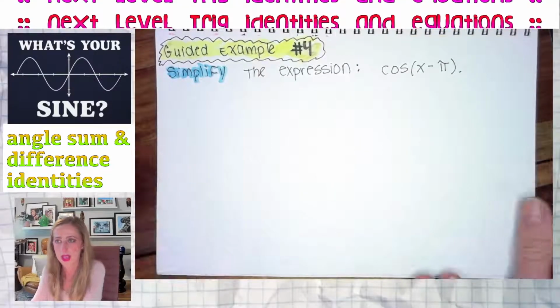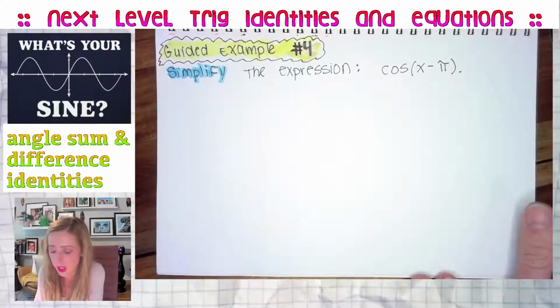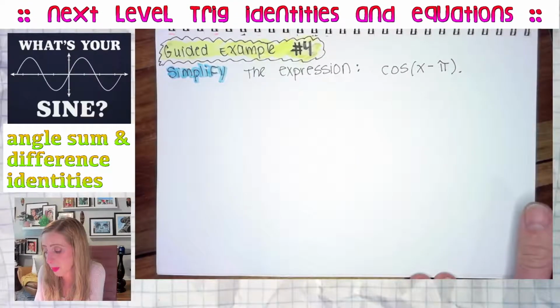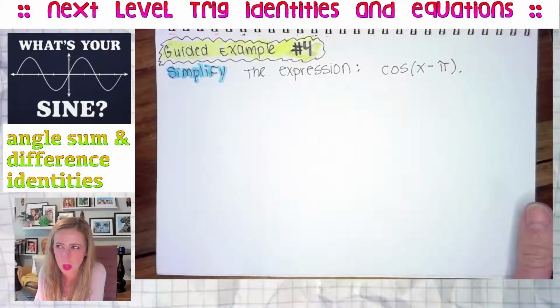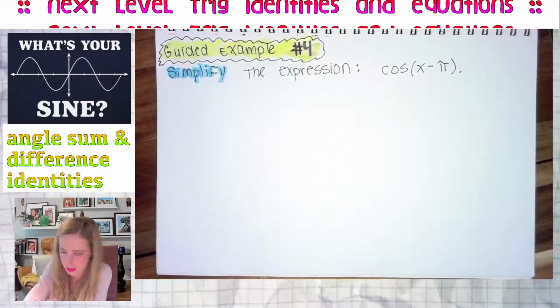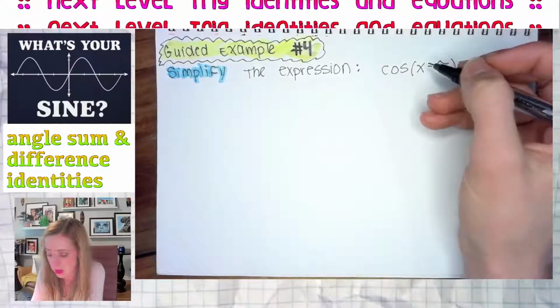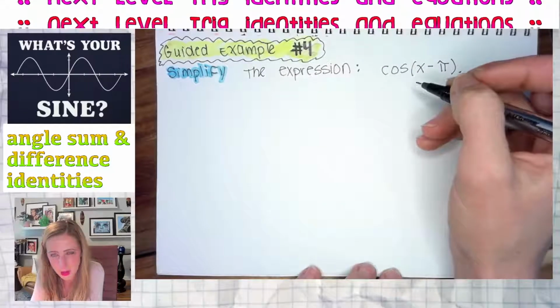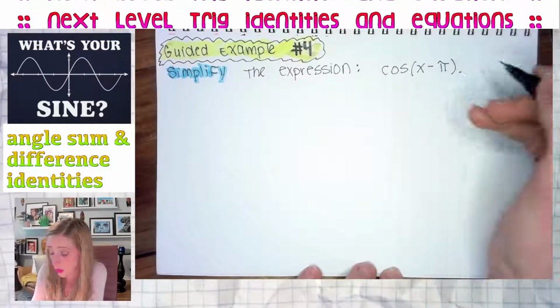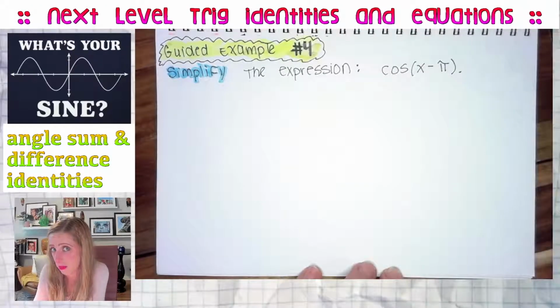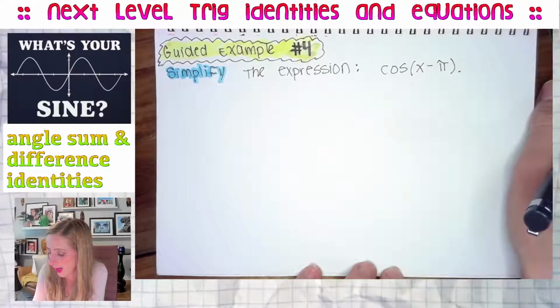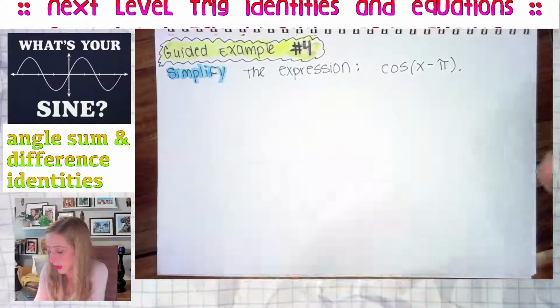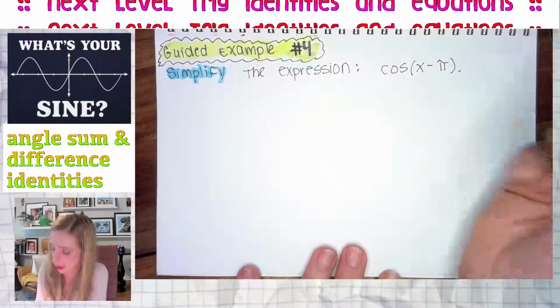Here we go with guided example 4. And what we're doing here is we're going to simplify the expression. So simplify, it's no equal sign. So there's no equation. There's no number to fill in for x, so we're not evaluating. There's no equal sign with something else on the other side, so we're not verifying. There's no equal sign, so we can't solve. I mean, I think I said that, but that's everything, right?